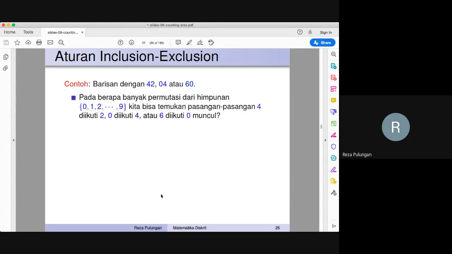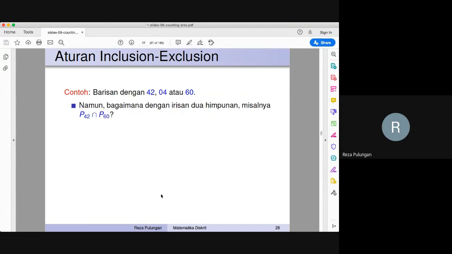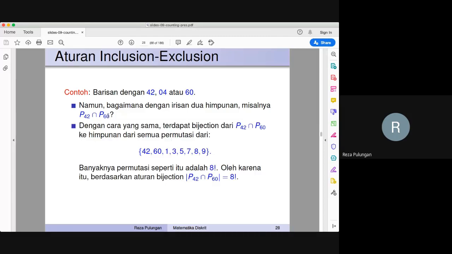So we have to cover this one also. How do we deal with that? The next one is, what about the cardinality of the intersection of two of the sets? For example, P42 intersection P60. Well, we can think about it in the same way. 4, 2 means that I just fuse 4 and 2 together. 6, 0, I will just fuse 6 and 0 together.